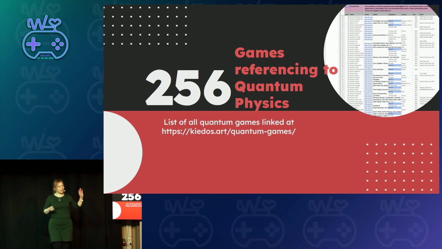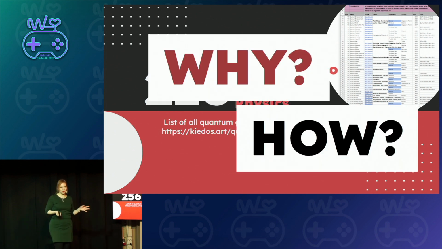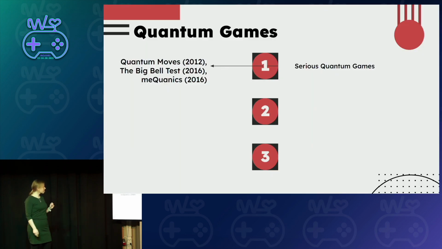And not even half of them are the serious type of games that have a specific purpose. They aren't science games, for example. So why would I call them quantum games then? How do they reference quantum physics, quantum technologies, or quantum information? This was something that I wanted to go and search on.